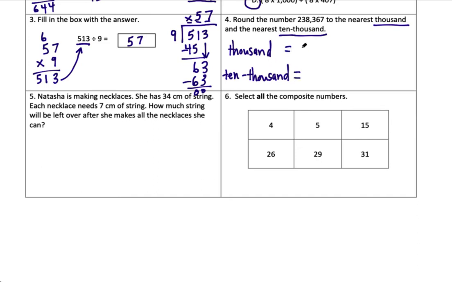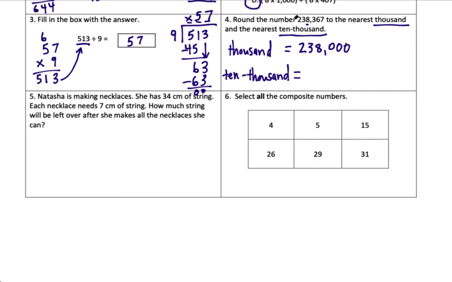So 1,000. So the thousands place would be right there. The 3, I look at the digit right behind the thousands place. It's the hundreds place. The 3 would make the 8 round down, so it stays at an 8. Everything in front stays the same. Everything behind the 8 would go to a 0. So this would be 238,000.